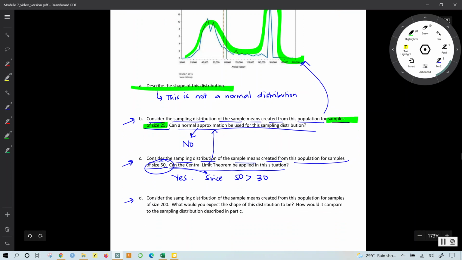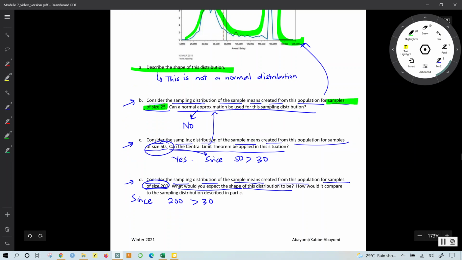So for question D, we are to consider the sampling distribution of sample means created from this distribution for samples of size 200. What would you expect the shape of this distribution to be? Since the size of the sample is 200, which is greater than 30, I can definitely approximate the distribution of the sampling distribution by the normal distribution. So the shape will be a normal distribution shape.